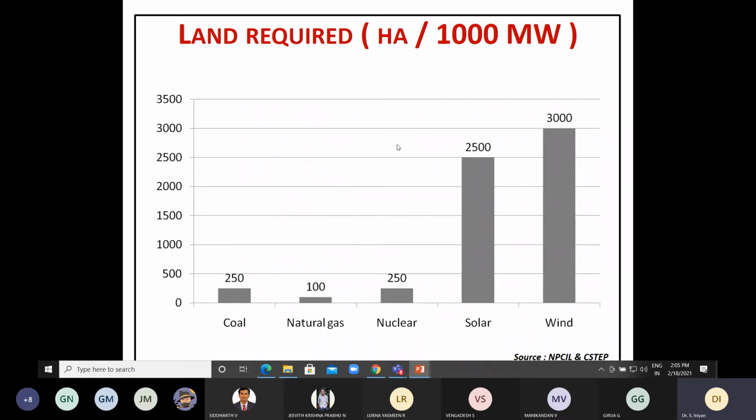So the land required is 2,500 HA, and for wind 3,000 HA is required for generating 1,000 megawatt. Can anyone say why wind requires a huge land compared with solar or some other renewable and non-renewable sources? Why? What is the reason?